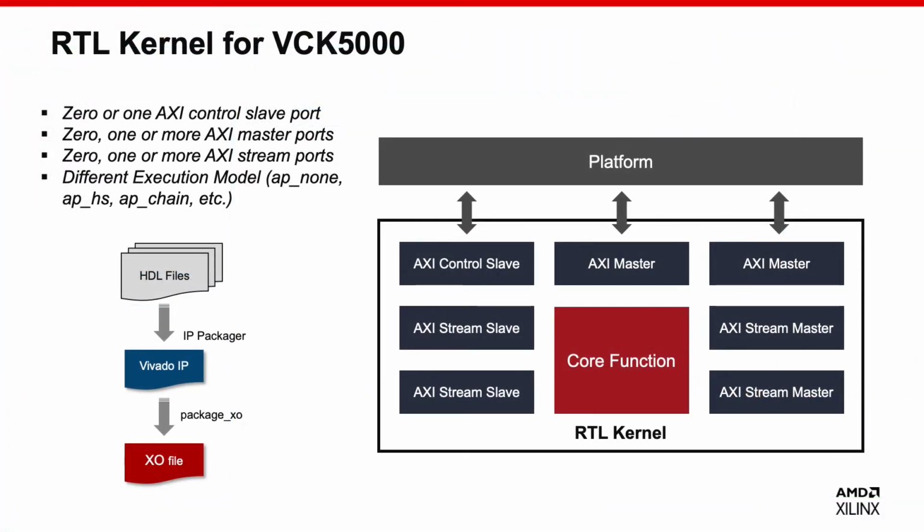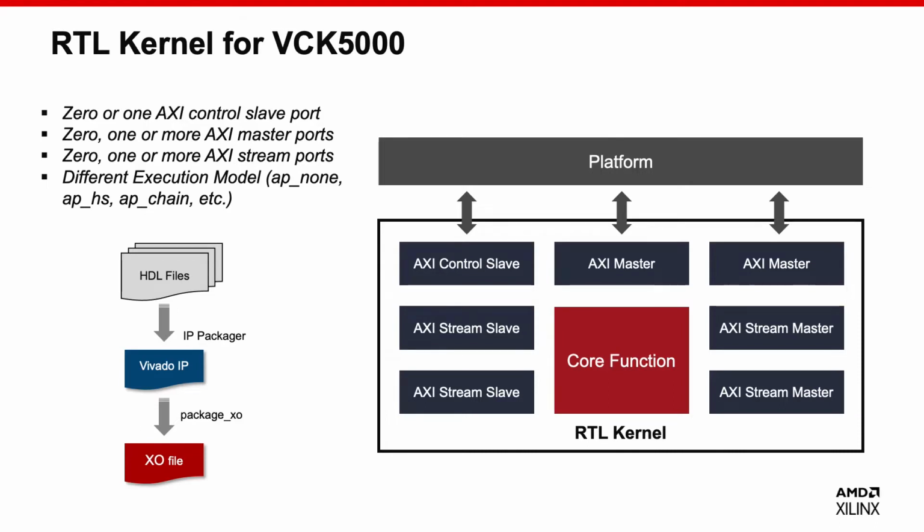Now we come to RTL kernel. RTL kernel for VCK5000 is an RTL model with the AXI interfaces for control and data exchange. Depending on the functional definition, RTL kernel can access external data via AXI master or AXI stream ports. RTL kernel can be controlled by host via XRT, or it can also be a free-running kernel without control.